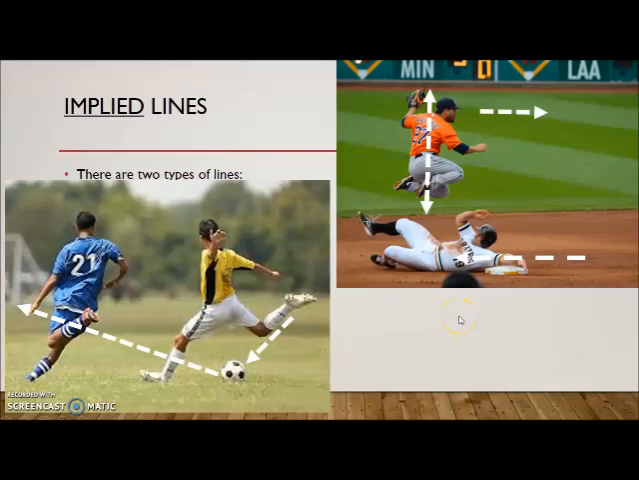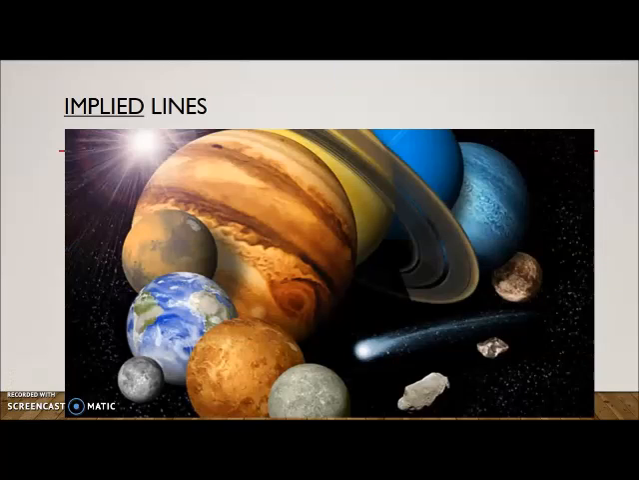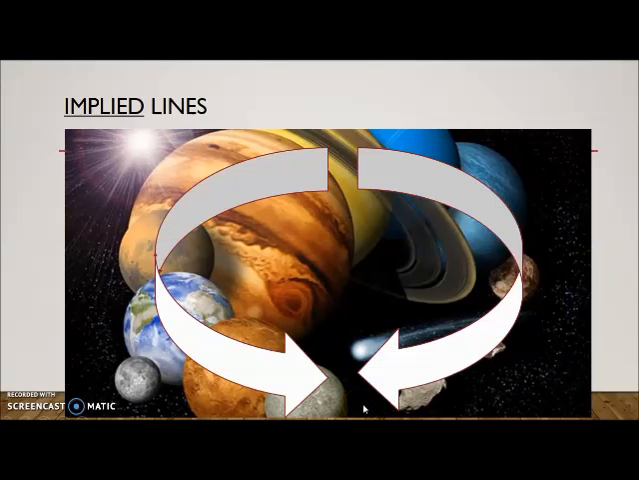Two examples of implied line. In this picture or image of a solar system, we see that the implied line creates a circular motion. So we can start at one point, follow the solar system with our eyes, going all the way around until we get back to where we started.